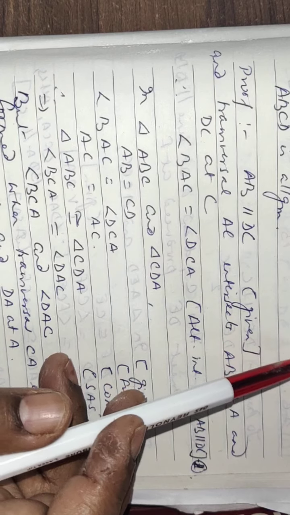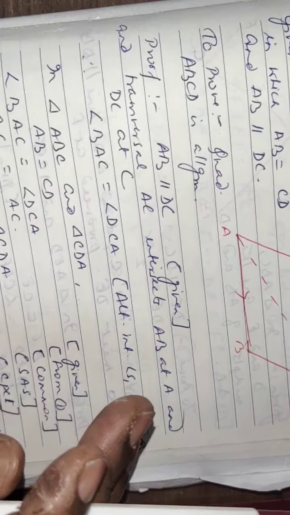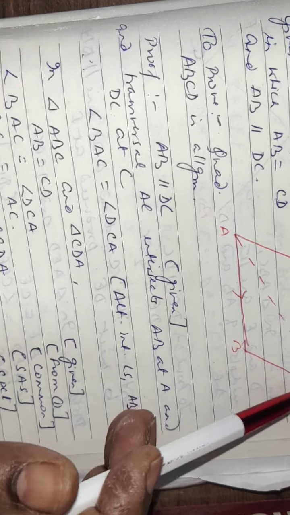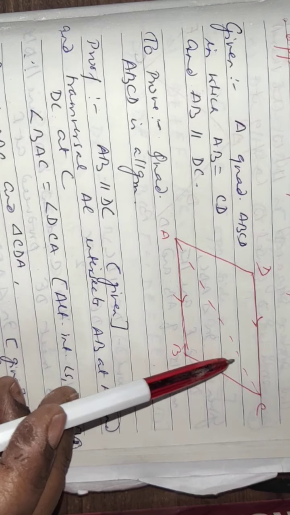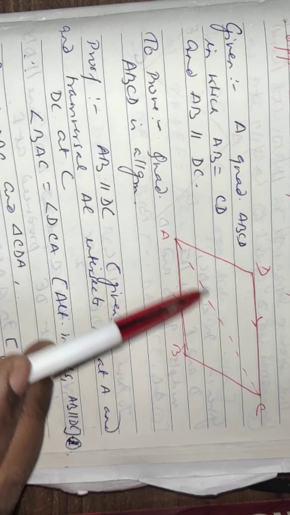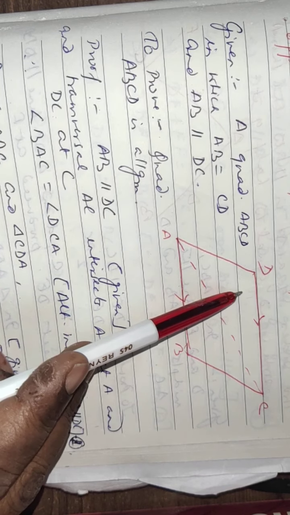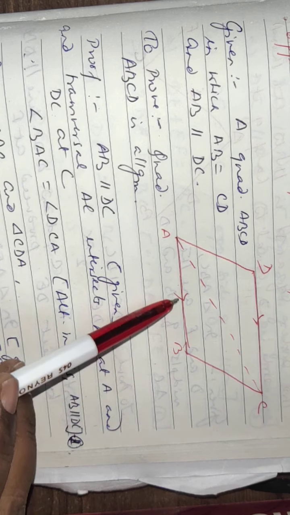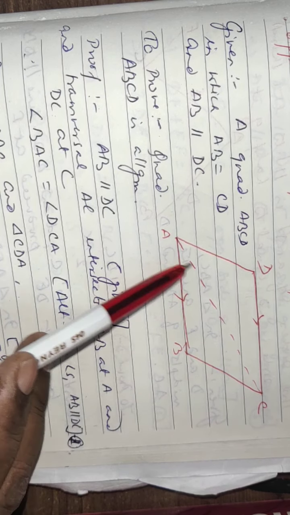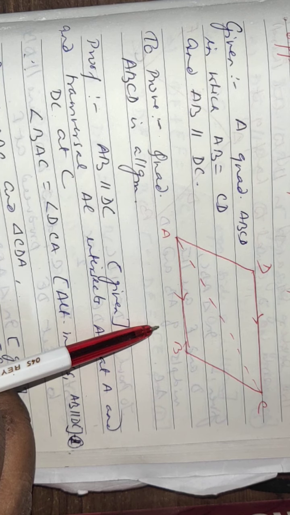Therefore, angle BCA equals angle DAC. But what do we find? That these two angles are again alternate interior angles. Therefore, BC is parallel to AD. Now, AB is parallel to DC and BC is parallel to AD. Therefore, ABCD is a parallelogram. Hence, proved.